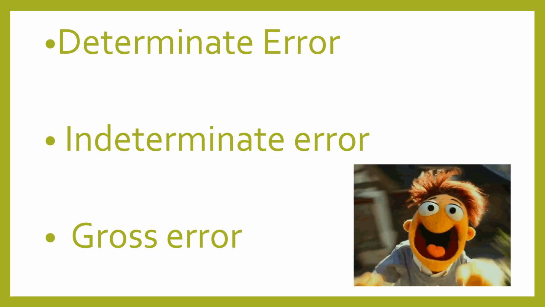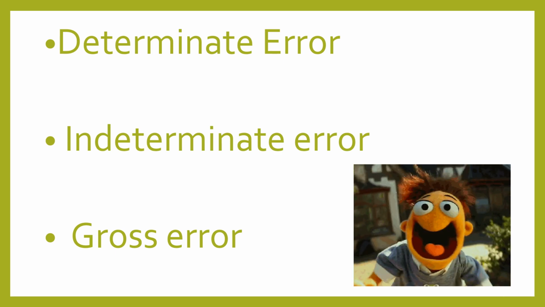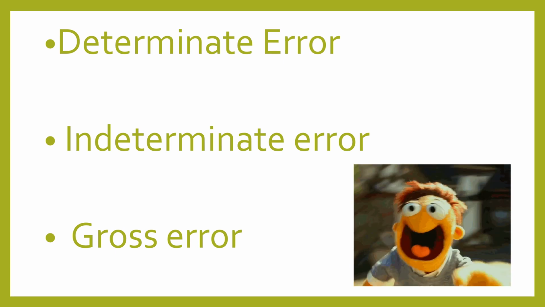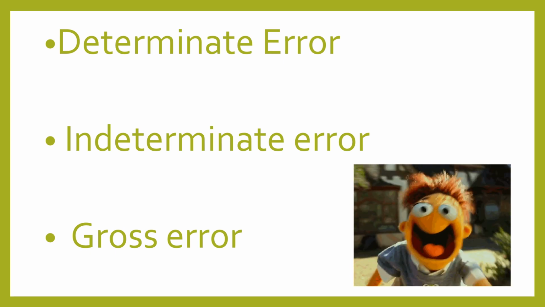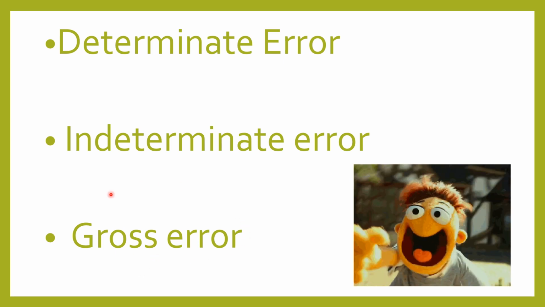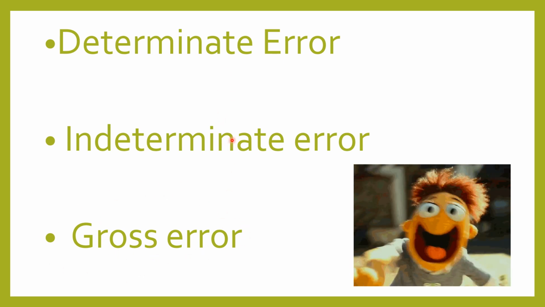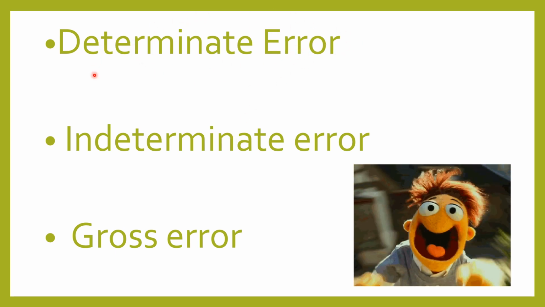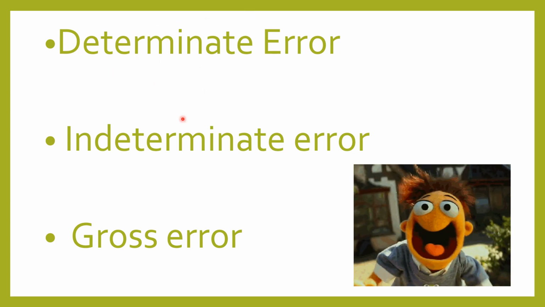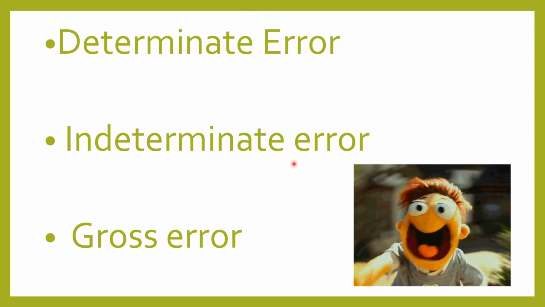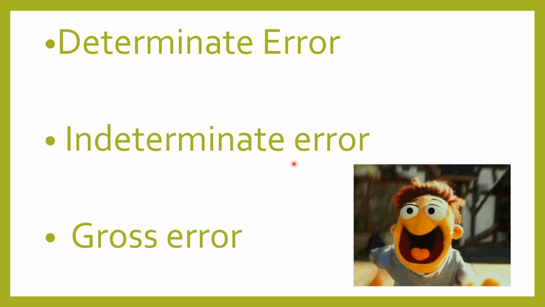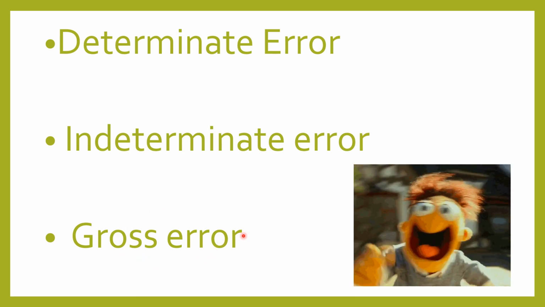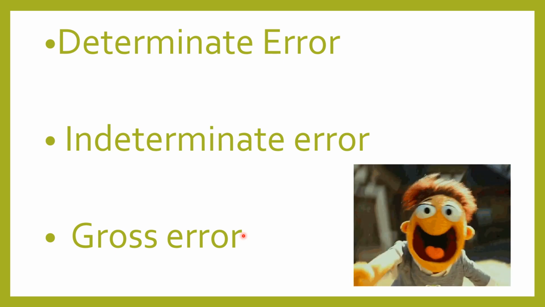There are 3 types of errors: determinate error, indeterminate error, and gross error. What are these? We are going to study in detail. First of all, you should know what is gross error. I'll teach you gross error first and then I'll teach you these two. Determinate errors are the errors for which you know the source. You know from where the error has come. Indeterminate errors are those where you do not know from where the error has come. You do not know the source. And for gross error, you know the source, and the error is so huge that you have to reject it and do the experiment again.